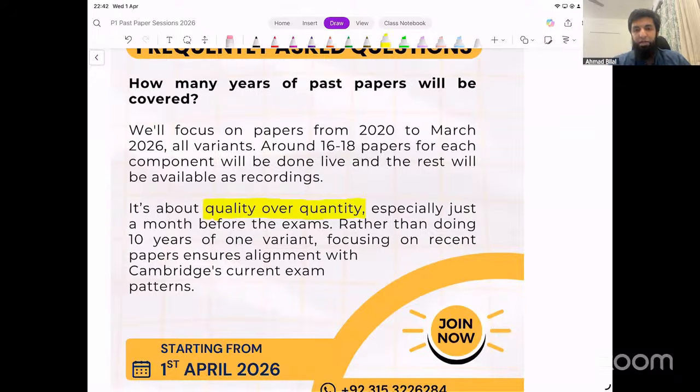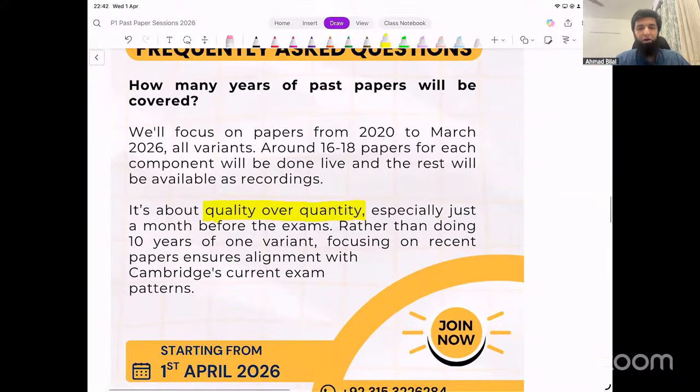Similarly, for the other papers, for M1 and S1, you want 45 plus for A star, 40 plus for A minimum. For P3, you want 65 plus for an A star, 60 plus, or you can say 57, 58 plus for an A. So target those scores, and make sure that you reach those targets gradually. If you're just attempting papers, but your scores are not improving, that's not going to help.